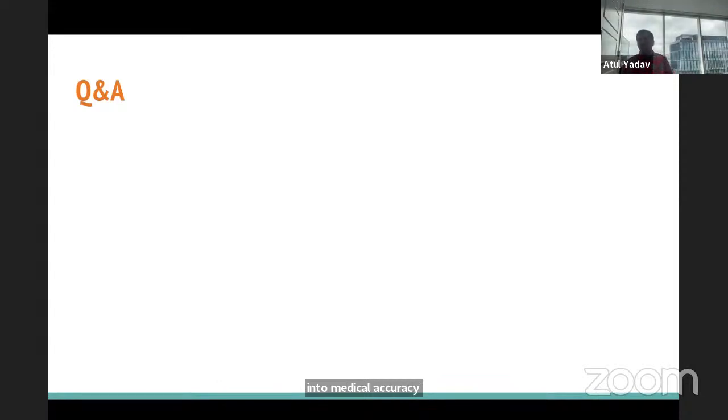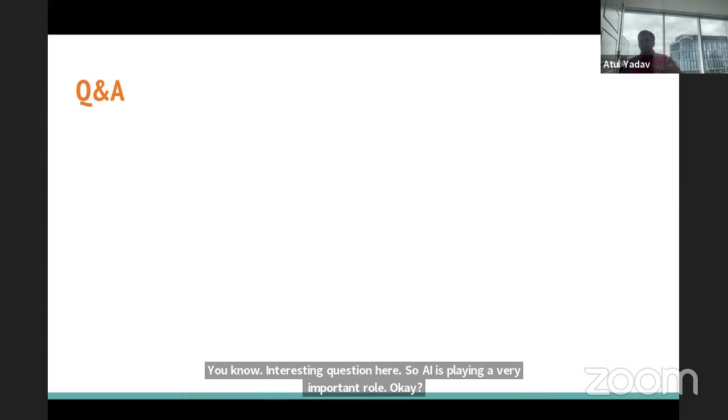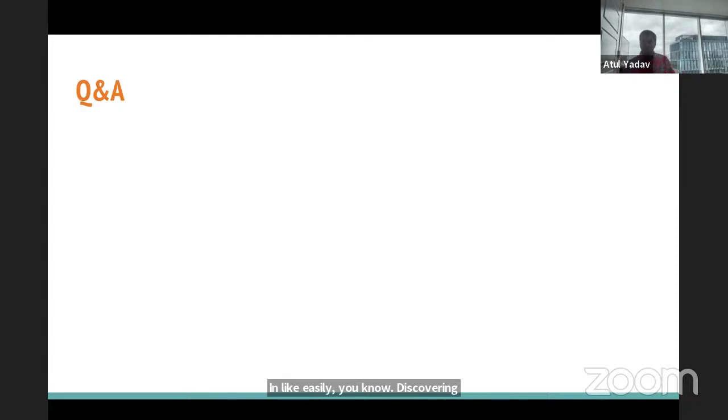Yes, absolutely, and that is a very interesting question. AI is playing a very important role in easily discovering molecules. If you discover the right molecule, you are more easily able to develop the right medicine. How can it be done? It can be done when you have the right research data or clinical trials data. If you have the right clinical trials data, you can develop a right model which will basically find the right molecules.